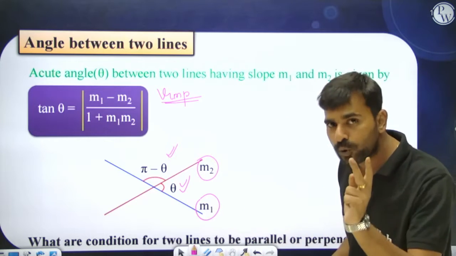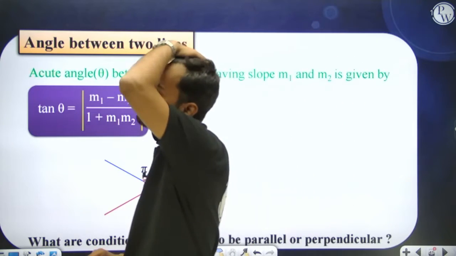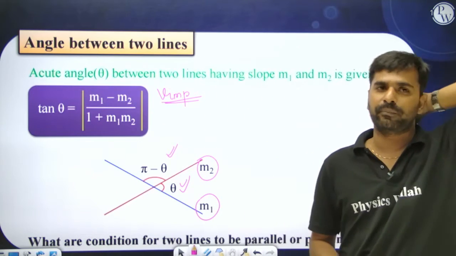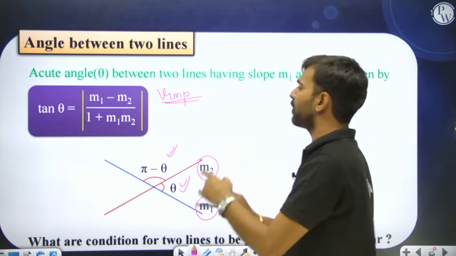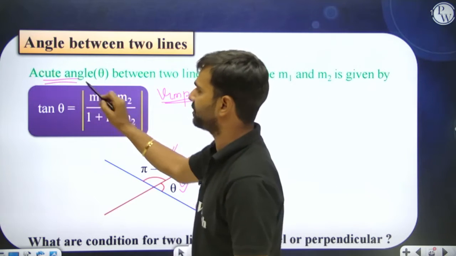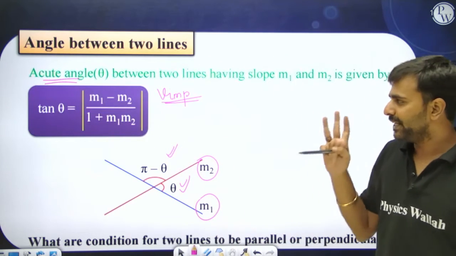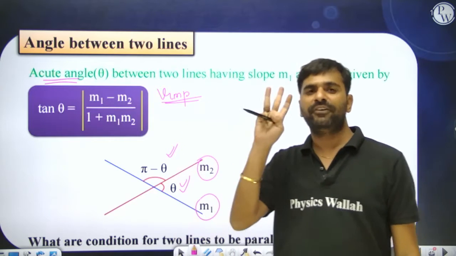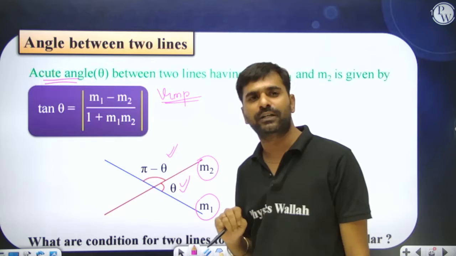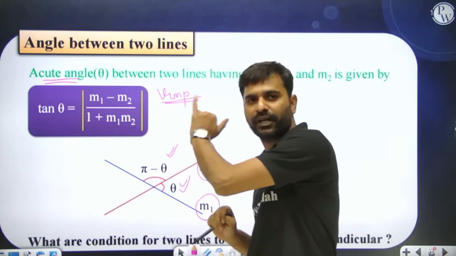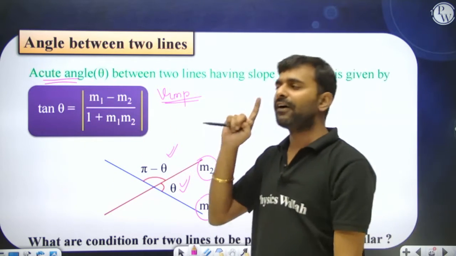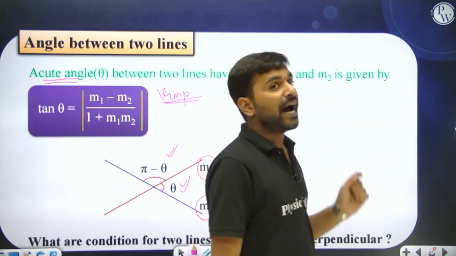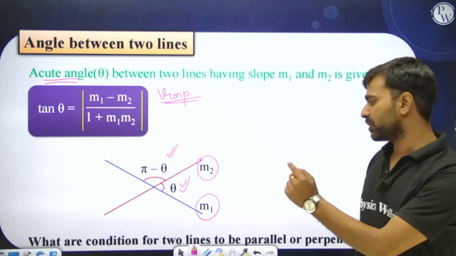Understand, there are two kinds of angles which can form between two lines. One is theta, another one will be pi minus theta, one will be acute and the other one will be obtuse. Okay, so this is the formula for the acute angle between the two lines. Out of three things, m1, m2 and theta, if any two things are given to me and I need to find out the third one, I will be using this particular formula.